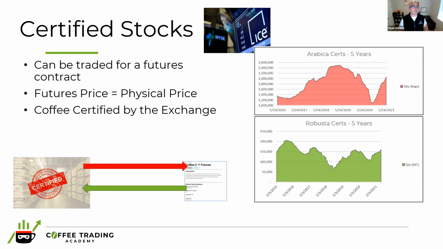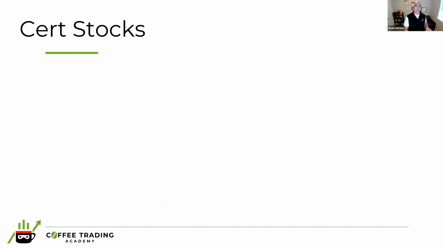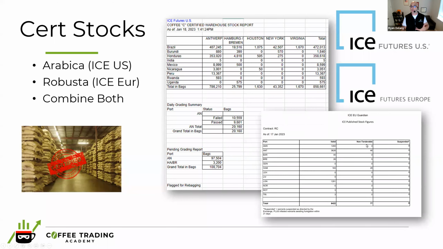So trade house, or whoever has the infrastructure to deliver coffee to the exchange to get it certified, submits it. It passes a standardized inspection process, and then it forms part of the certified inventory. Now we have our ICE US market that does Arabica. We have our ICE Europe market that does Robusta, and they each have different looking reports. If you go to the ICE website and download it, this is what the Arabica cert stocks report looks like, and this is what the London report looks like.